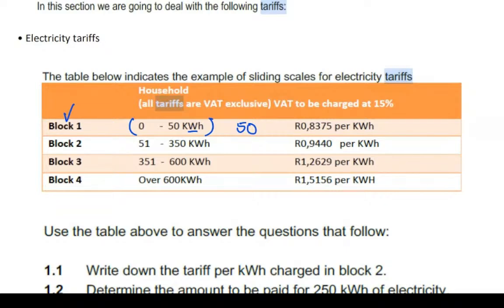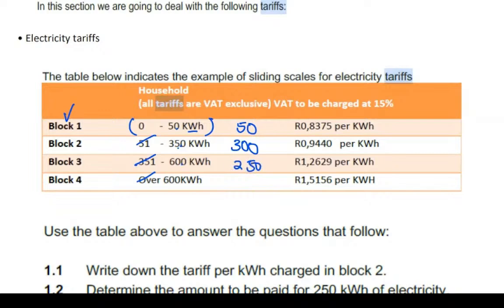So how many units do we need? For you to find out the maximum units for these other blocks, all you do is subtract. So what are we going to subtract? We shall say 350 minus this 50 here. So here we have the maximum as 300 units. Then this other one here, it will be 600 minus 350, whereby you get 250 units.